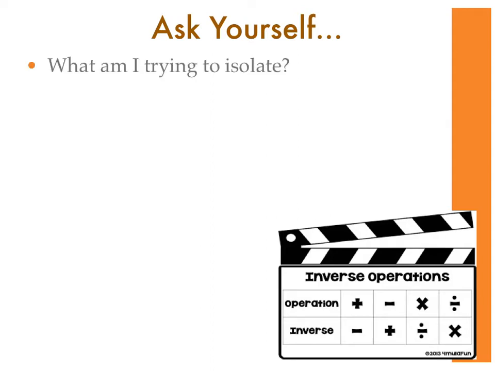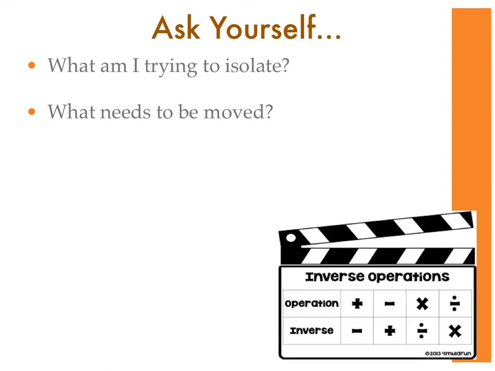First, you ask yourself, what am I trying to isolate? Which letter is it that I'm trying to get by itself? And that is always given to you right in the problem. It'll say solve for x, solve for y, solve for m, solve for whatever. That's what you're trying to isolate. Whatever you're trying to isolate, everything else that's on the same side as that letter needs to move.